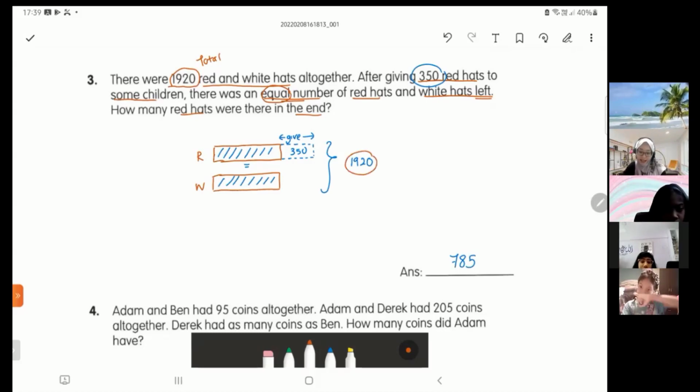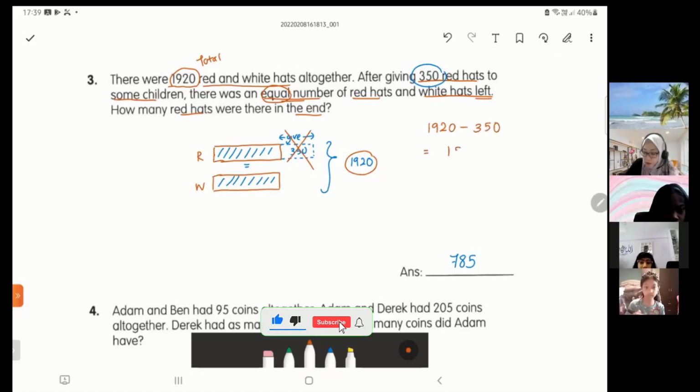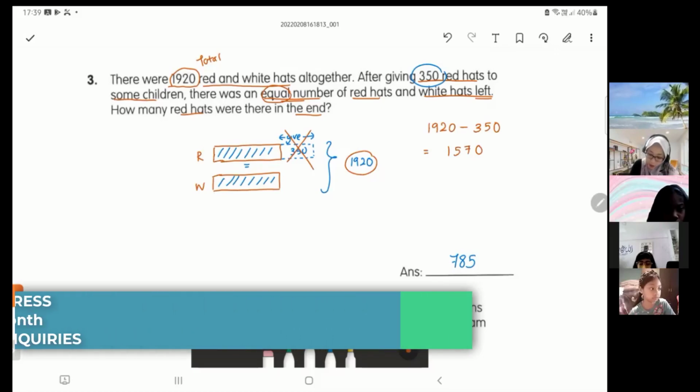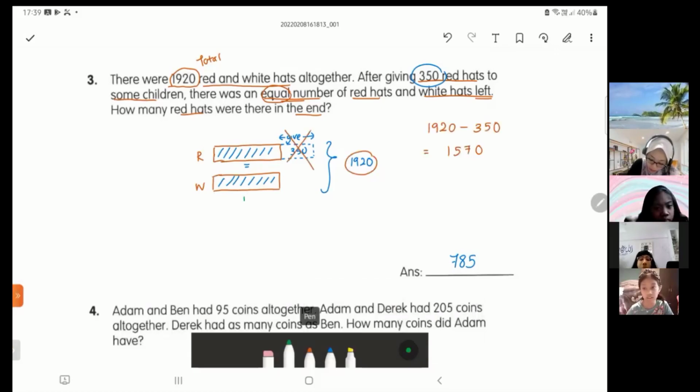The new total, you must take away the amount that you gave away. The new total is this 1920 take away 350. You are going to get 1570. I don't have to show you how to get 1570. You know how to minus by now, okay? So this is after I've given away. Which means my red and white total here, when I add them together, will be 1570.